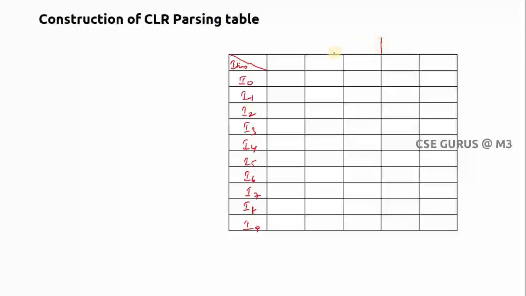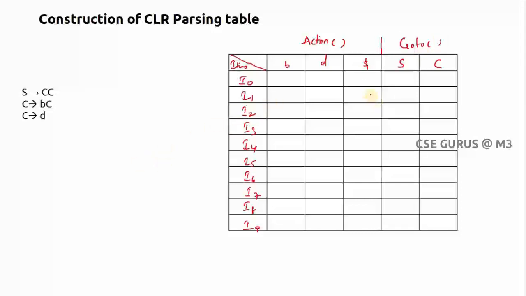Here I need to write the terminals first. One terminal is B, another terminal is D, and anyway we must include dollar. And the non-terminals I am writing here are S and C. The terminal part is called action, and the non-terminal part is called goto. So like this we need to write first.